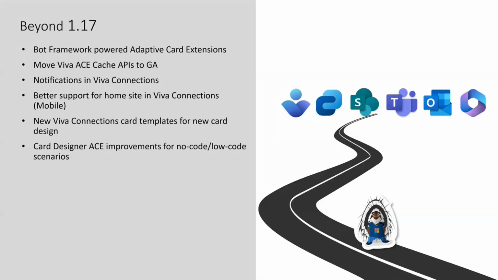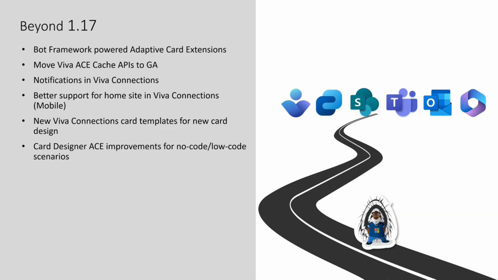Things after 1.17: one of the big things we are working on is the ability for people who have already invested in Microsoft 365 and Teams bots to reuse those investments and have their bots build adaptive card extensions for the Viva Connections dashboard, both quick views and card views. We want to move the cache APIs to general availability. We are working very, very hard to have a great notification service capability in Viva Connections.